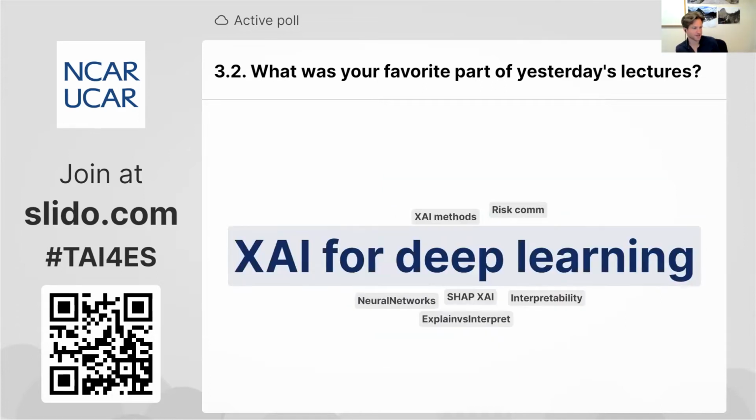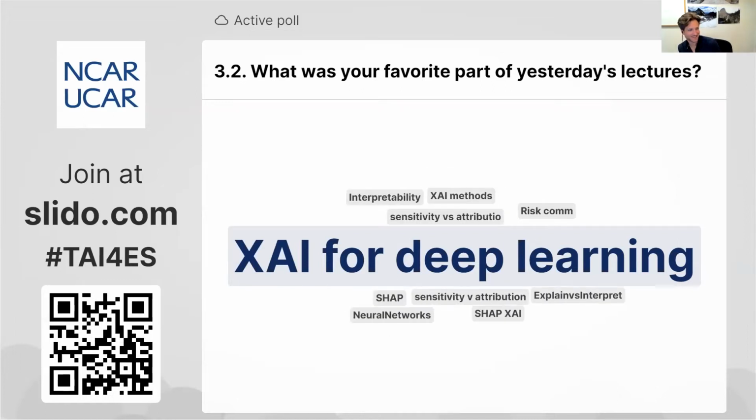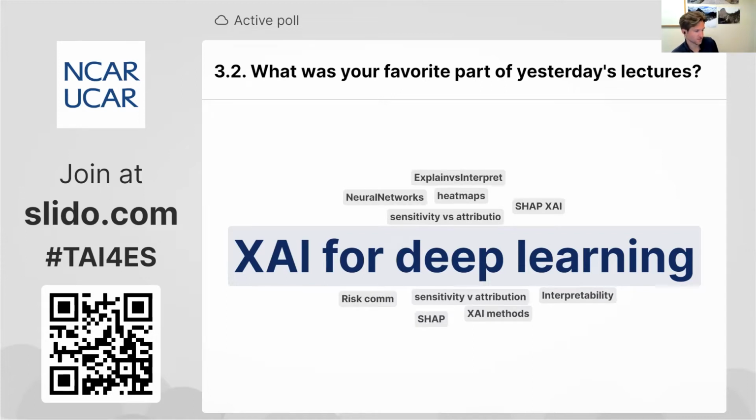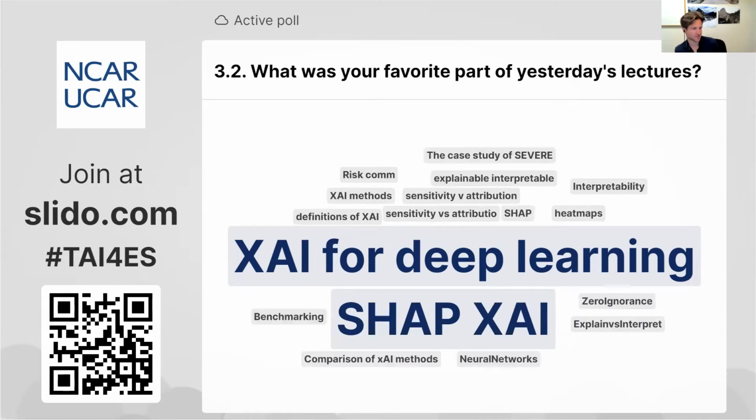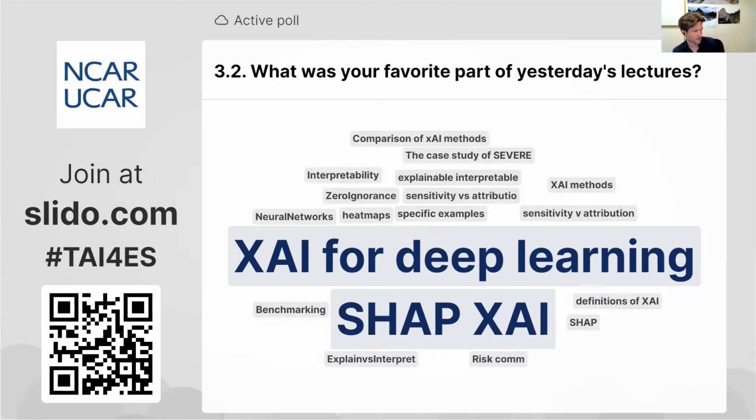Risk-com, woo! I always love that. It's great to see as a risk-com scientist. Sensitivity and attribution, awesome. Yeah, neural networks, SHAP XAI, sensitivity versus attribution. Y'all were getting great detail on that and asking really good questions. The heat maps, excellent.